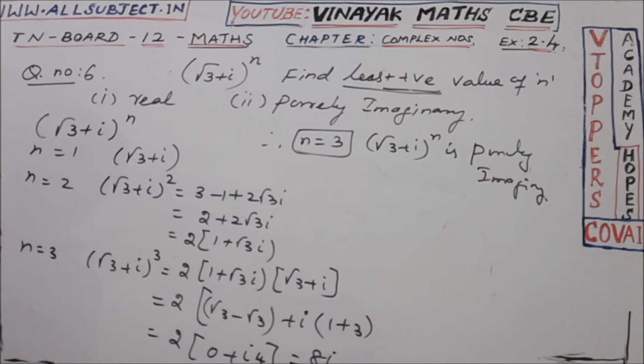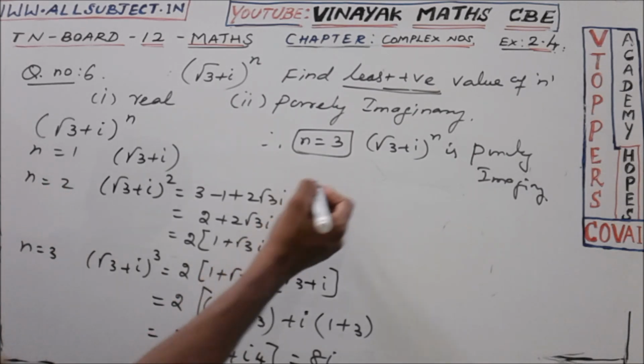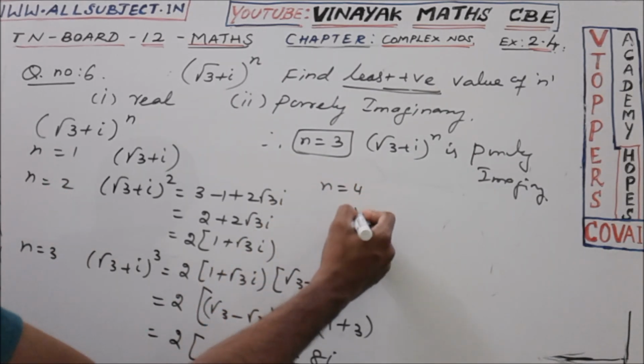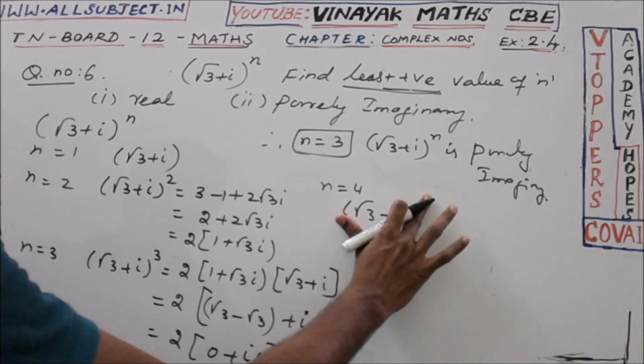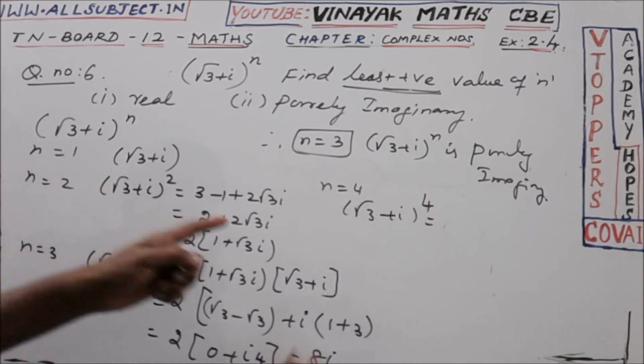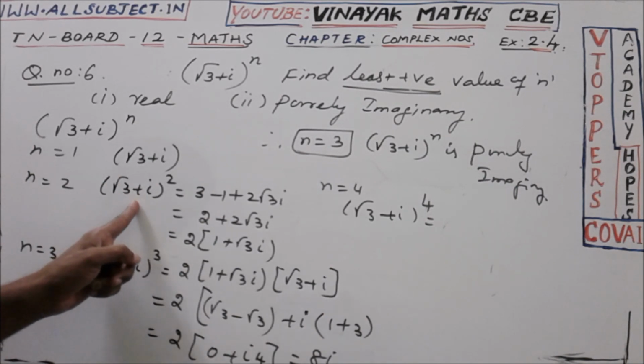First one is real, when it is real. Now we have checked 1, 2 and 3. Now for n equal to 4, (root 3 plus i) whole power 4 equals (root 3 plus i) whole square into (root 3 plus i) whole square.